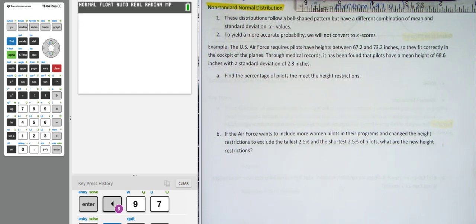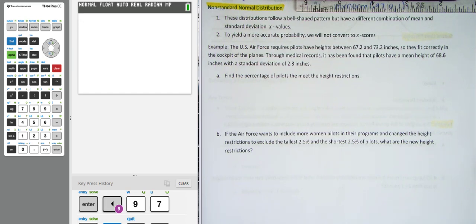Non-standard normal distributions still follow a bell-shaped pattern, and the only real difference is that they have a mean and standard deviation that are different from 0 and 1, and we're now working with x values as opposed to z-scores. The other thing with these is that we will still be rounding to 2 decimals, and when we're working with non-standard normal distributions, we will not be converting these values to z-scores as you might see in other videos online, because converting to z-scores first yields a large rounding error.